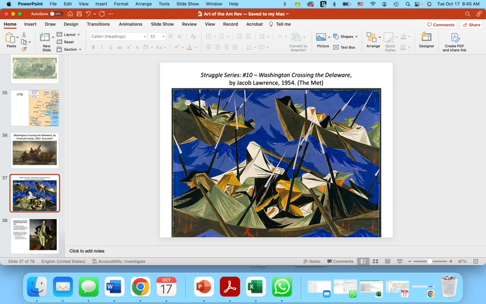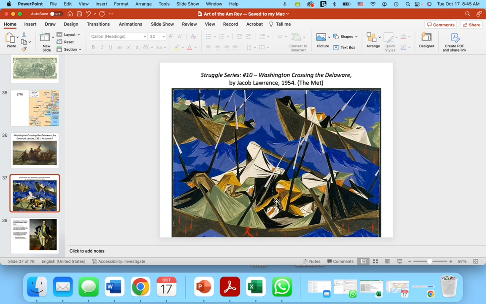This is another version of it by that African American painter whom I love, Jacob Lawrence. And this is more realistic, even though it's very stylized. You see the waves look like mountains. Look how sharp the bayonet steel is at the tips of the muskets. But it's more realistic because it would have been cold and wet.